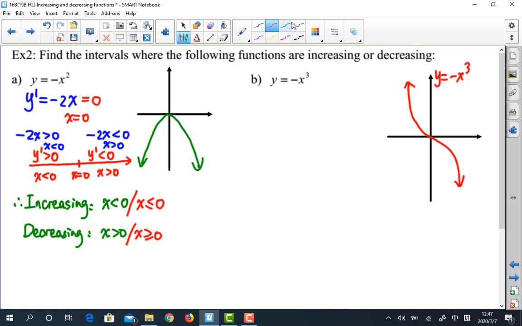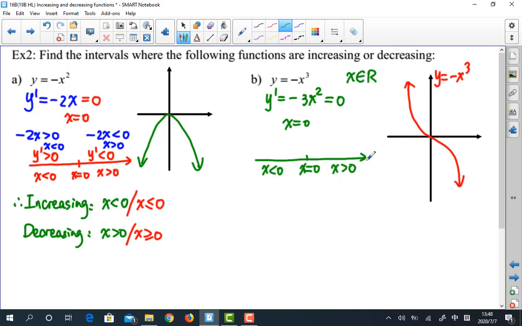But let's use the algebraic way to show it's really decreasing on the real number system. So let's find y prime. Y prime should be negative 3x squared. Let's make this one equal to 0. X equals 0. On the number line, this x equals 0 is the splitting point. So split into less than 0, greater than 0. And you should know this function has the domain of real numbers. From negative infinity to positive infinity, with 0, you should produce two intervals.